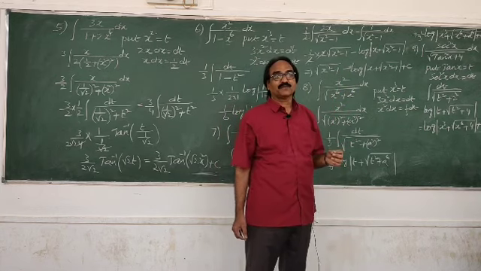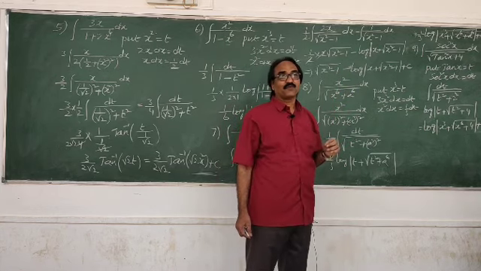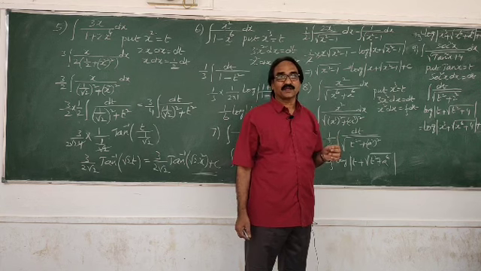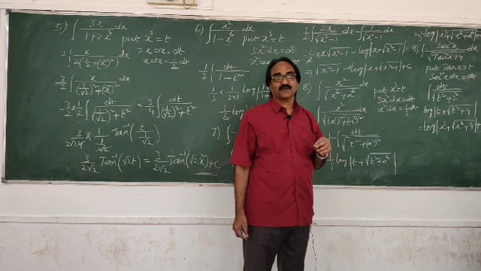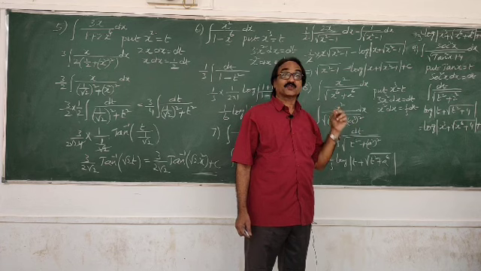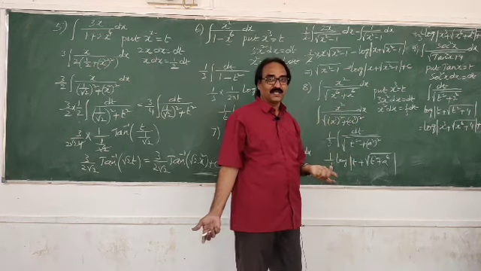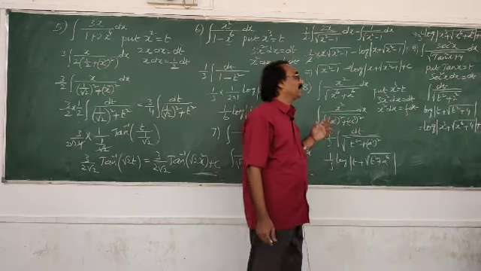So here what are the formulas we have used? 1 by x square plus a square, 1 by a square minus x square, 1 by root of a square minus x square, 1 by root of x square minus a square, 1 by root of x square plus a square, like that. Those 6 formulas only we have got.